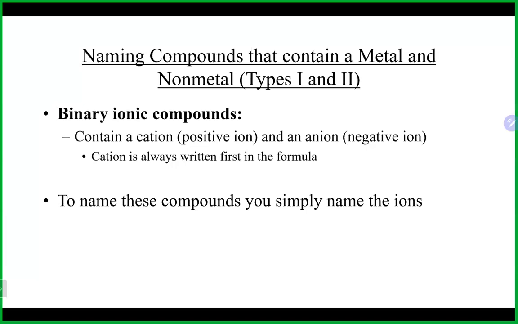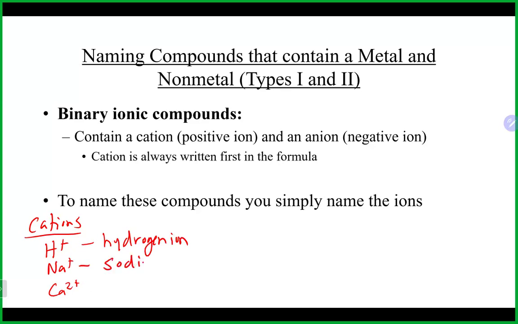Now, when you have just the ions by themselves, we basically name them a certain way. For example, if you had just positive cations like H plus, Na plus, Ca2 plus, we simply use the whole name of the element. So H is hydrogen. This would be known as the hydrogen ion. Na is sodium. This would be the sodium ion. Ca is calcium. This would be the calcium ion.